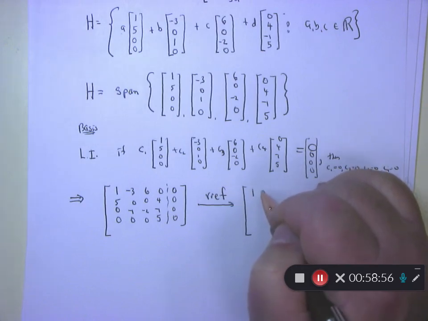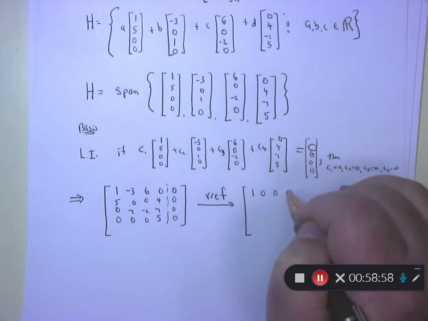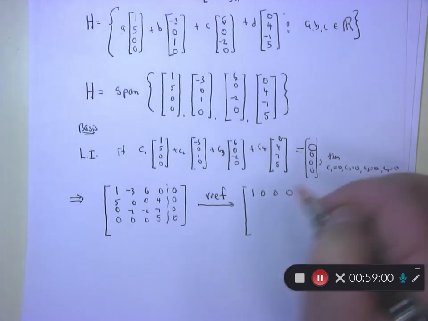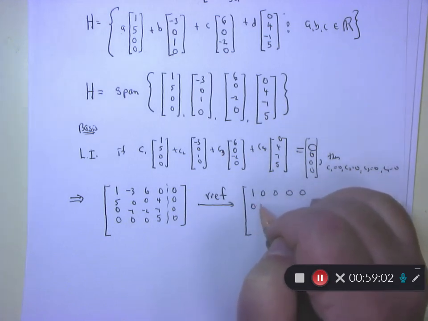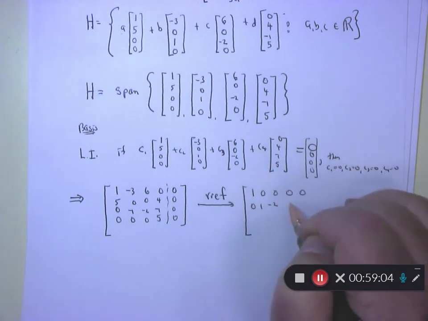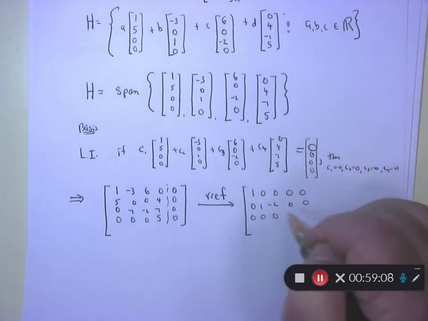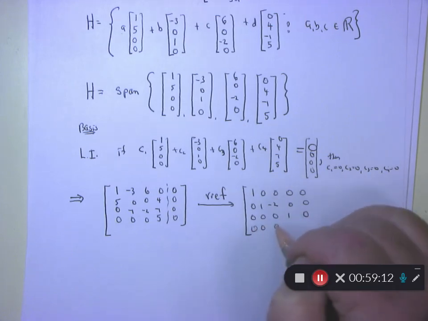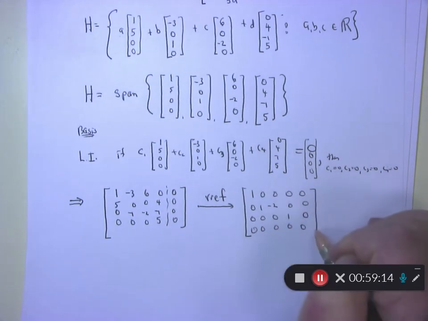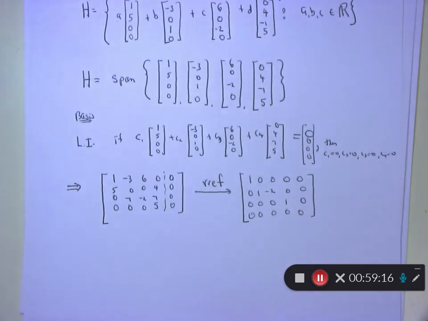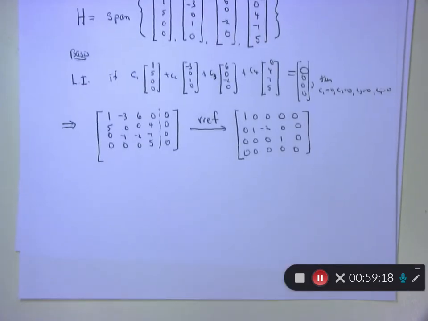1, 0, 0, 0, 0, and 4 zeros there. I got 0, 1, negative 2, 0, 0. I got 0, 0, 0, 1, 0. And I got 0, 0, 0, 0, 0. I got a row of zeros at the bottom. RREF. What does the RREF tell me from a basis perspective?